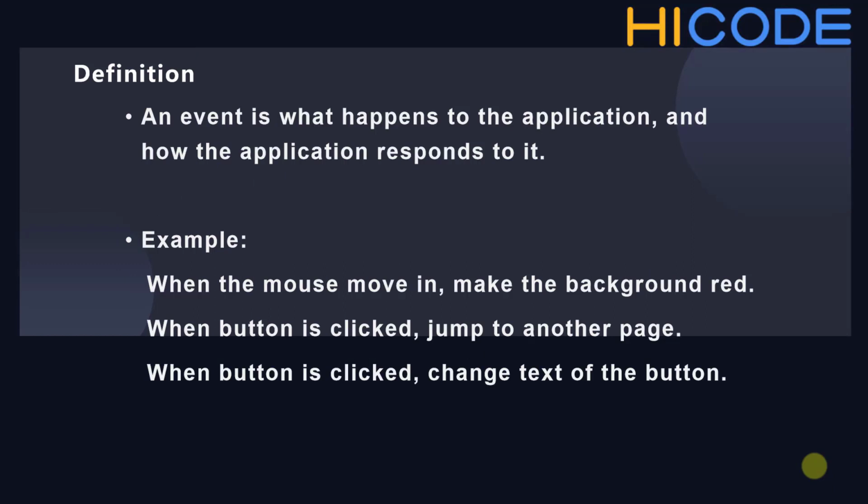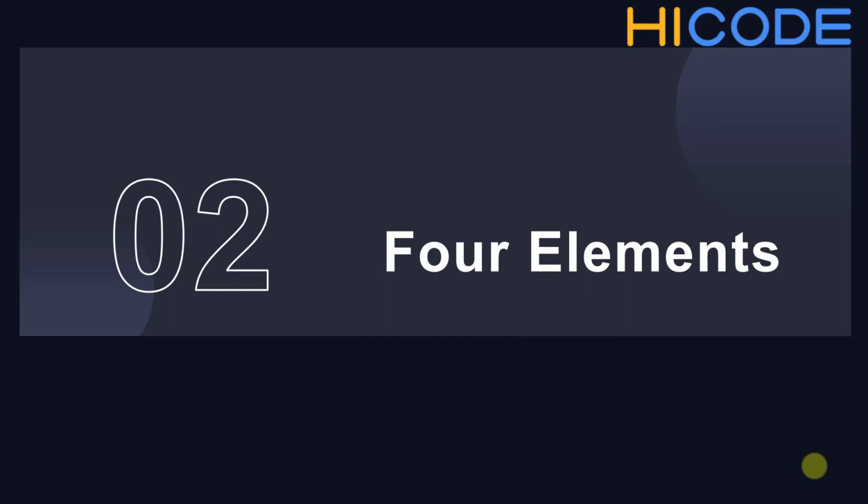Let's first look at the definition. An event is what happens to the application and how the application responds to it. Here I've prepared some examples. First, for example, I hope when I move the mouse onto a button, the background turns into red. And second, when the button is clicked, jump to another page. Or when the button is clicked, change the text of the button. As we can see, the so-called event is a series of cause and effect. First, we have a trigger, then we have a result.